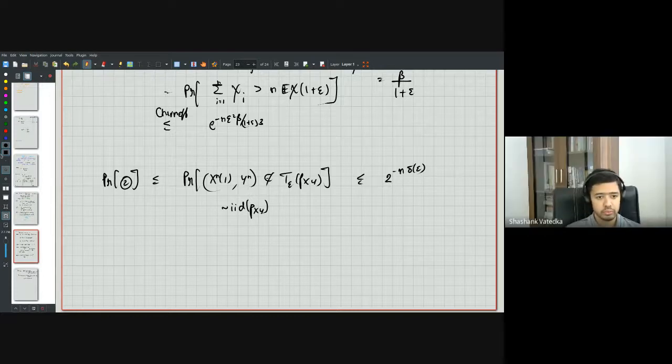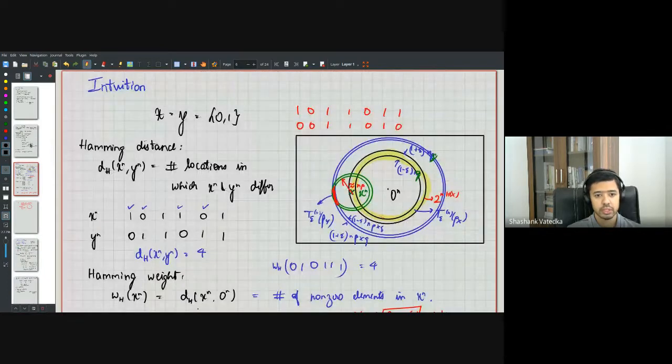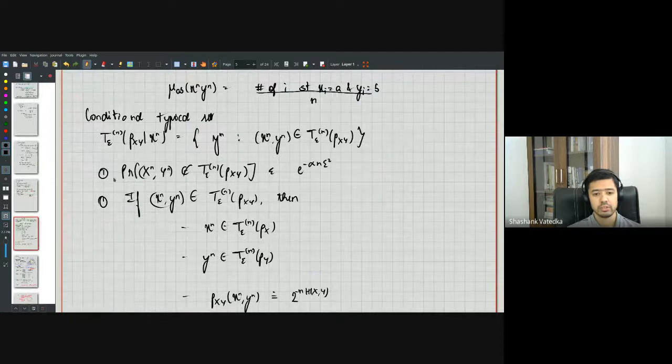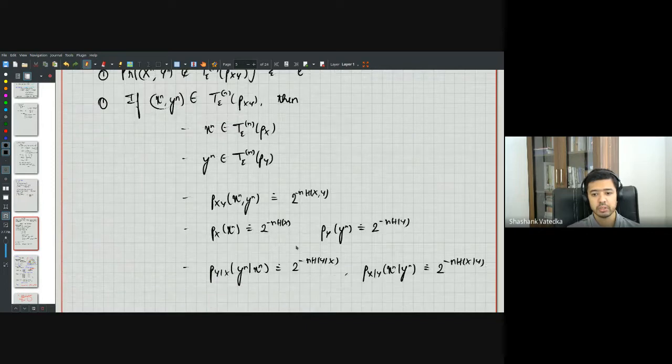And these are two different quantities. So we have seen this before. The probability that x^n and y^n are not jointly typical is less than or equal to e to the minus some constant times n epsilon squared. But for a given pair of sequences in the typical set, the probability of seeing that particular pair of sequences is roughly 2 to the minus n times the joint entropy.